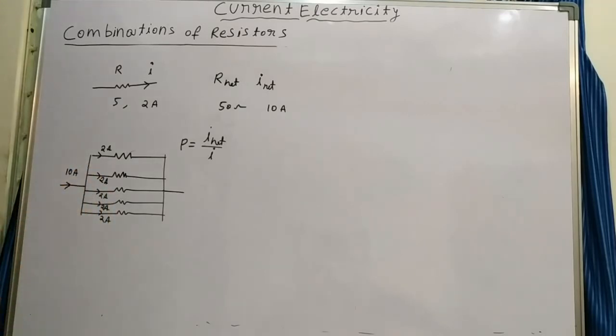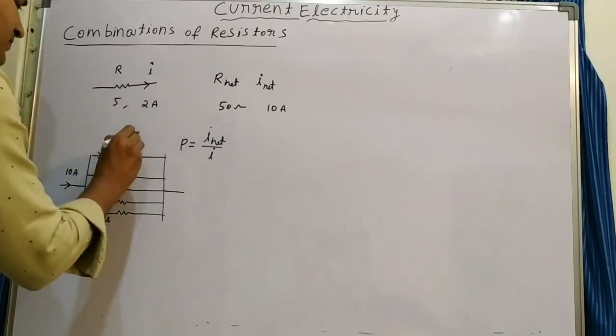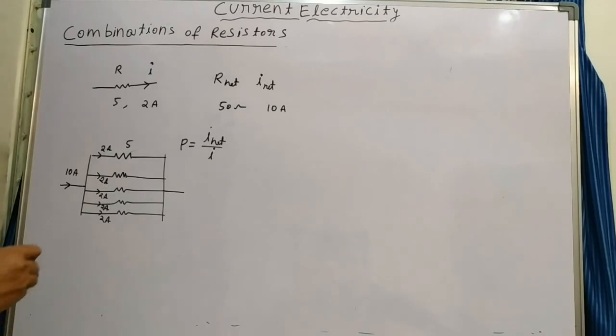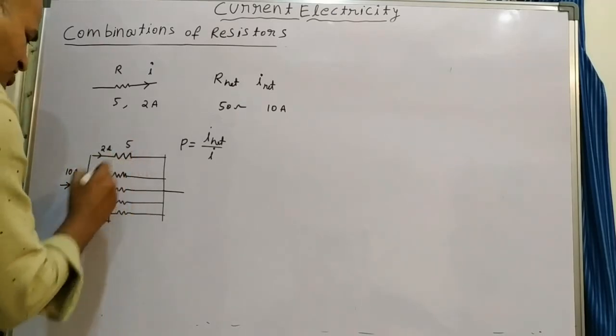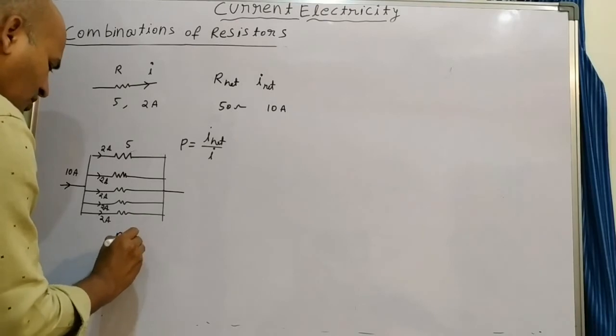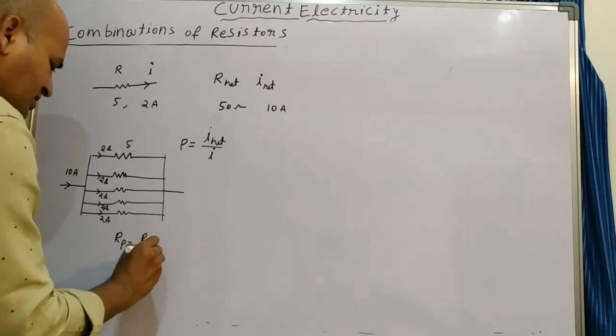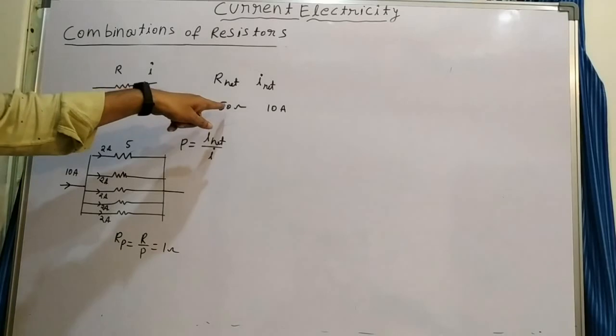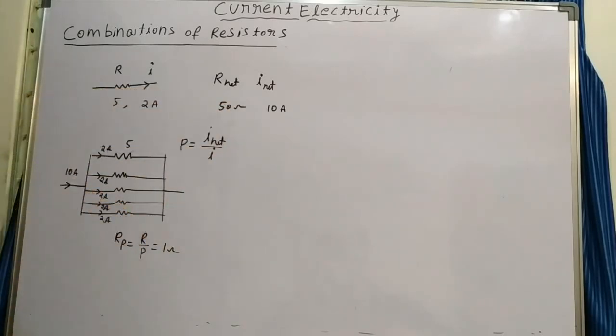Now what about the resistance of this combination? In the parallel combination, each resistance is 5 and there are 5 of them. What is the resistance of this combination? We take it as Rp. Rp is equal to R by P, that is 5 by 5, 1 ohm. But what is the required resistance? 50 ohms is required, but here we have only 1 ohm. Even if you connect more resistors in parallel, there is no use, because in a parallel combination the resistance cannot increase, it decreases.